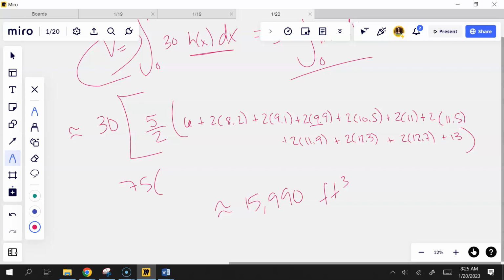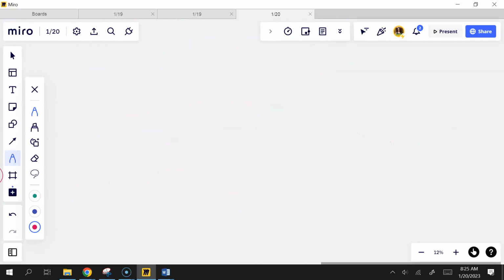Yes. Previous section. Oh, I like this one.